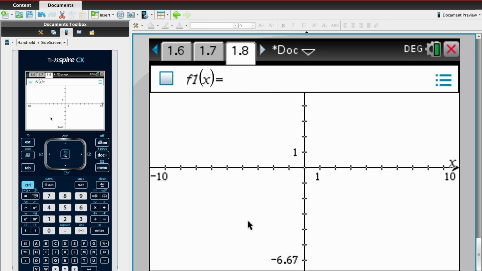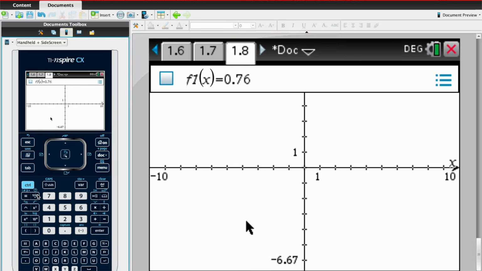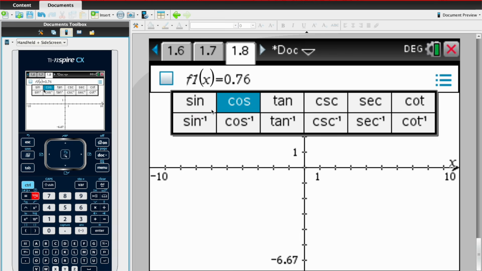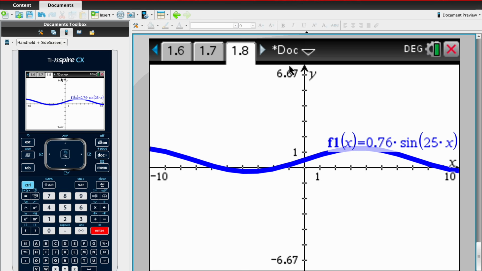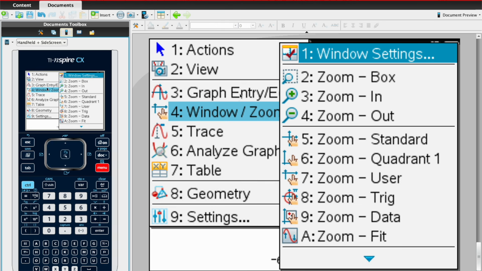So here's our function once again, 0.76, and we have sine 25. We need to put x because our function is in terms of x. 25x plus 0.5. We have part of this. Let's extend this. We only have 10 hours. Let's put a full 24 hours.